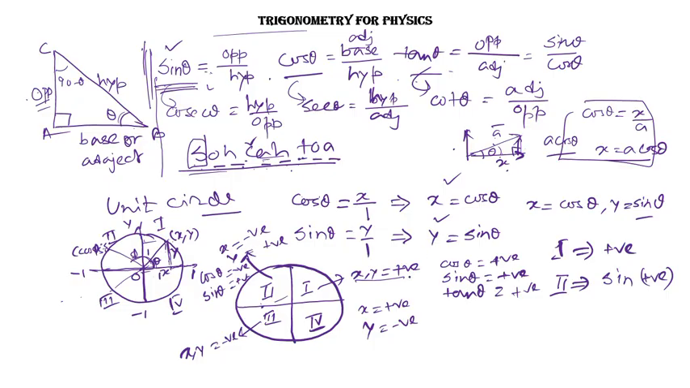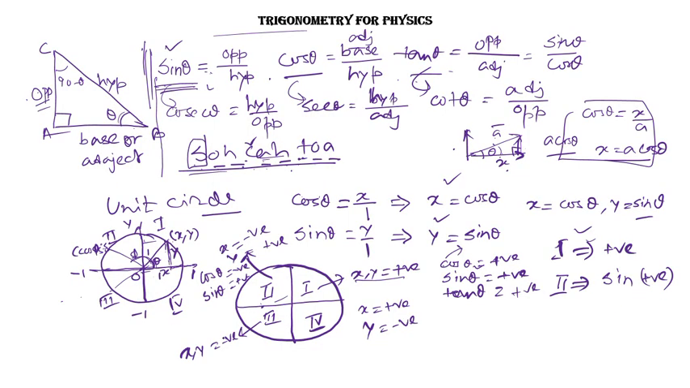Okay, and you can put the reciprocals as well. If cos is positive, that means sec is positive in the first coordinate. Sin is positive means cosec is positive in the first coordinate. Tan is positive means cot is positive in the first coordinate. Similarly, I can derive their reciprocals in the second coordinate as well.